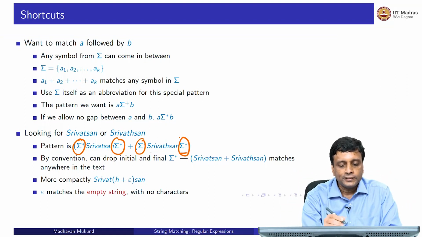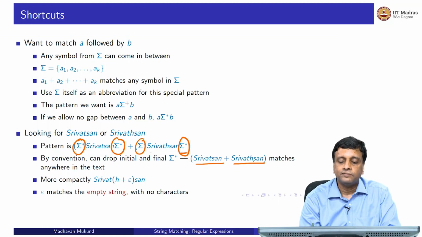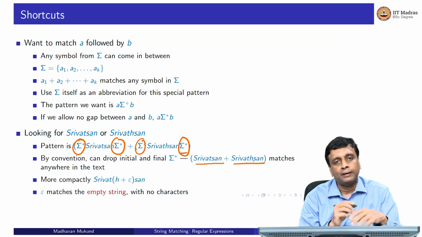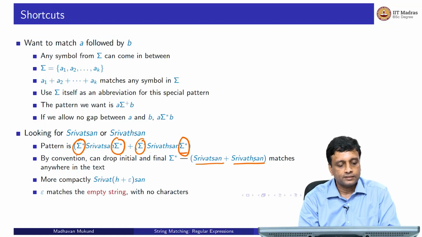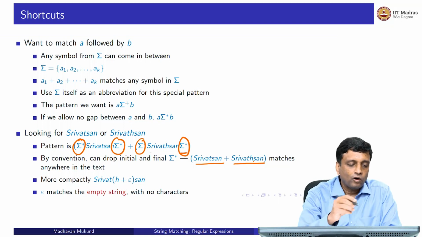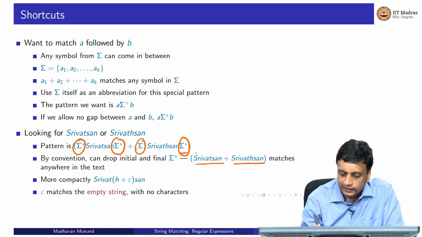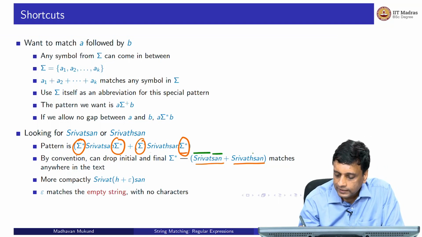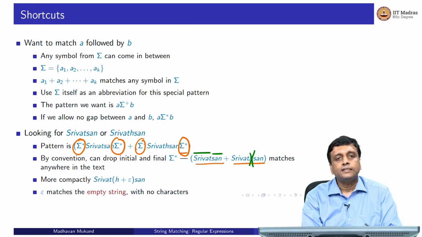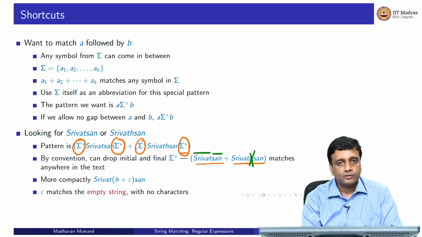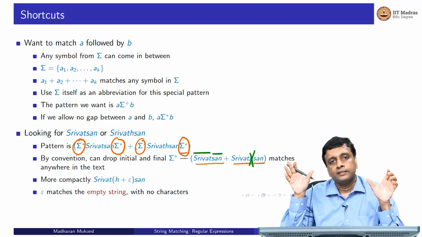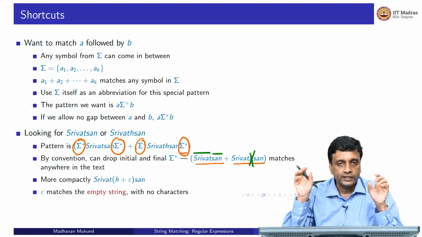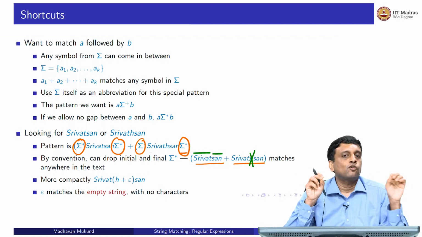So I can drop these sigma stars and write that earlier pattern as just Srivatsan without an H plus Srivatsan with an H. And this pattern will match either of these two words anywhere in my text. But now you obviously see that this is redundant, because a lot of this is the same except for this letter H. It's not Srivatsan or Srivatsan, it's Srivat with an H or without an H followed by San.